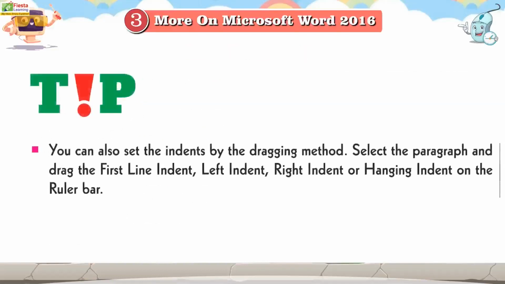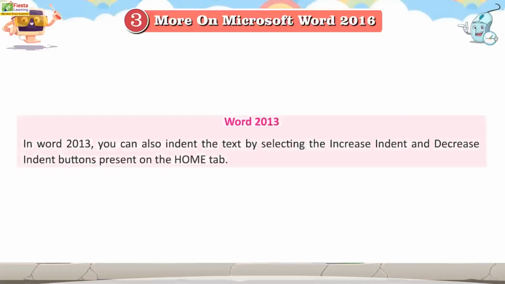Tip: you can also set the indents by the dragging method. Select the paragraph and drag the first line indent, left indent, right indent or hanging indent on the ruler bar. Word 2013: in Word 2013, you can also indent the text by selecting the Increase Indent and Decrease Indent buttons present on the Home tab.